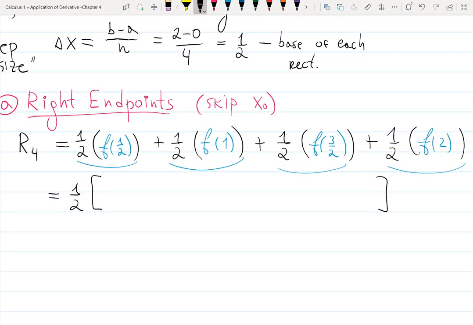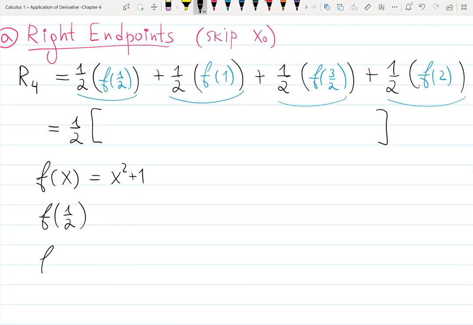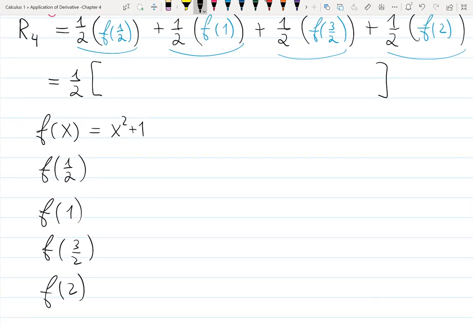Factoring out 1/2 makes the process faster. And actually people create a table and calculate the function, which is x squared plus 1. I need to calculate f at 1/2, f at 1, f at 3/2, and f at 2. So if you code all of this, the computer does it really fast.